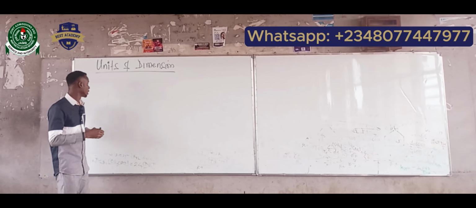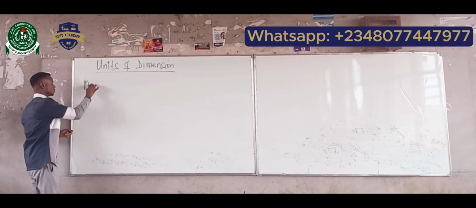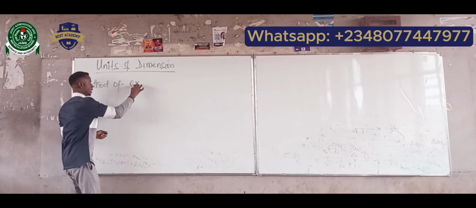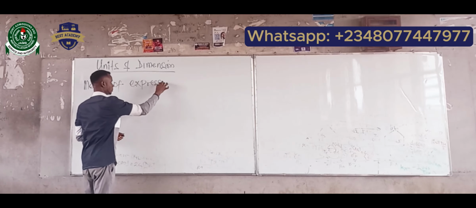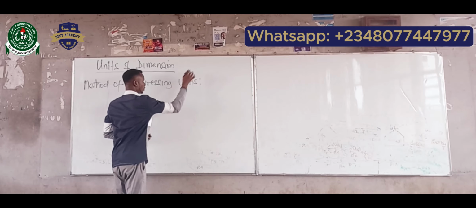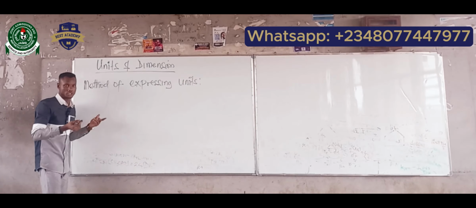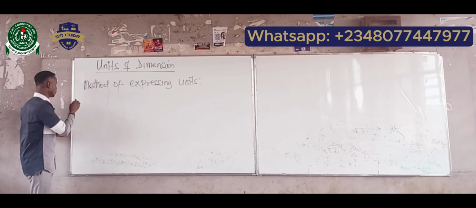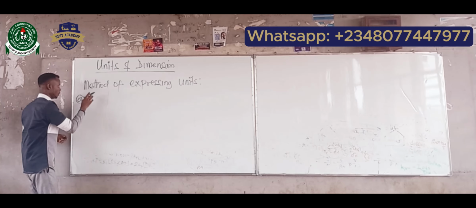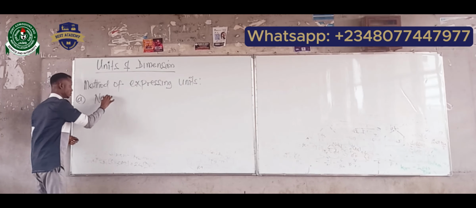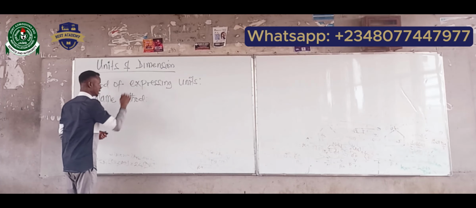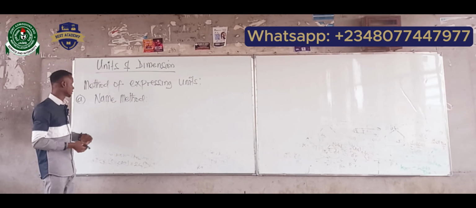What are the methods? Number one, methods of expressing units. Alright, we have two methods of expressing units. Let's list the methods here. A, the first one is the name method. Please take note. So let's try to know what name method is.